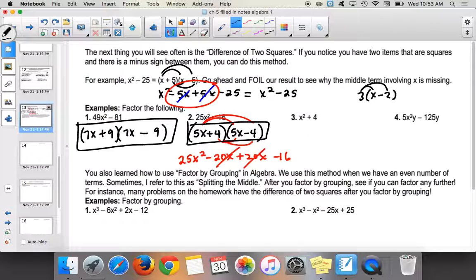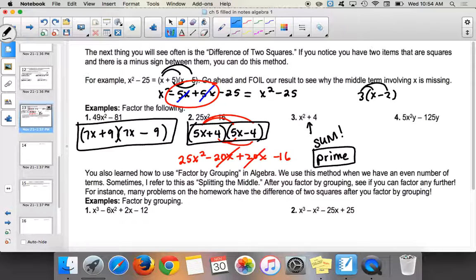So x squared plus 4, is it the difference of two squares? No, why? It's the sum, right? And try as you might, the sum of two squares does not factor. What do we call numbers that don't have factors besides itself and 1? Prime. So we write prime.